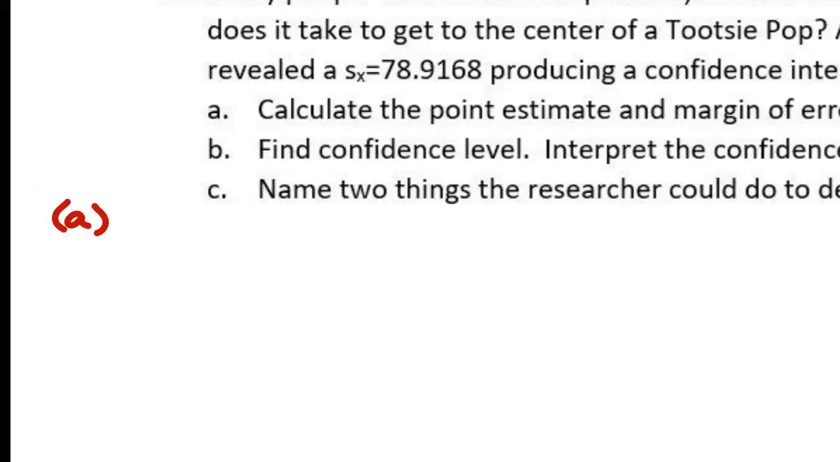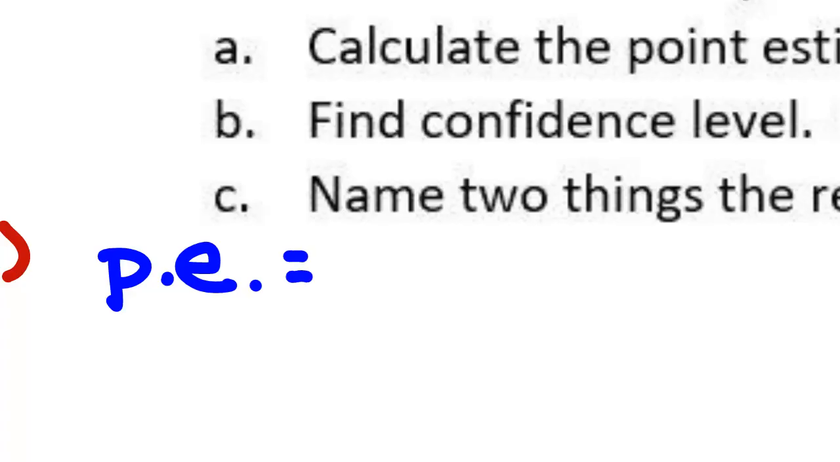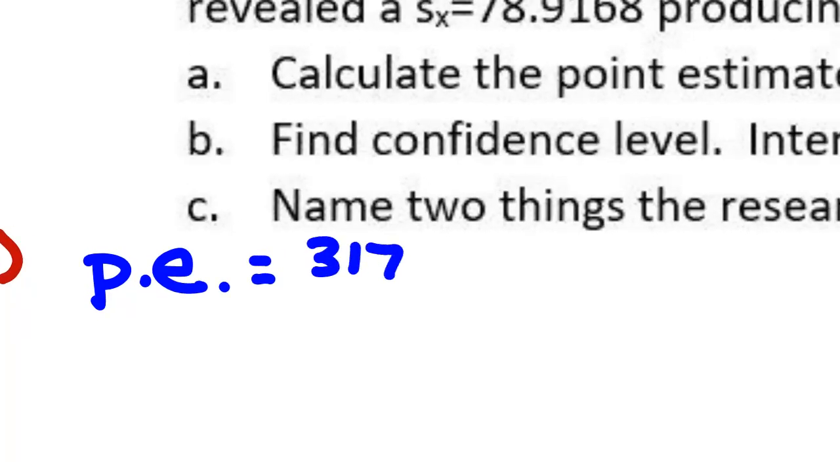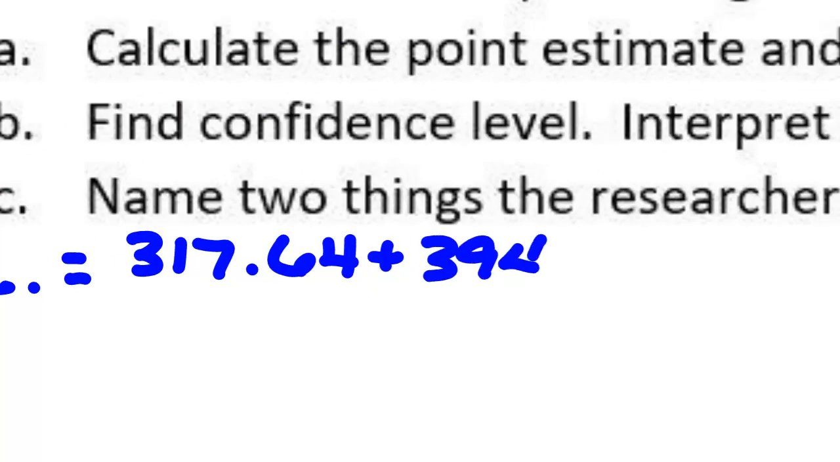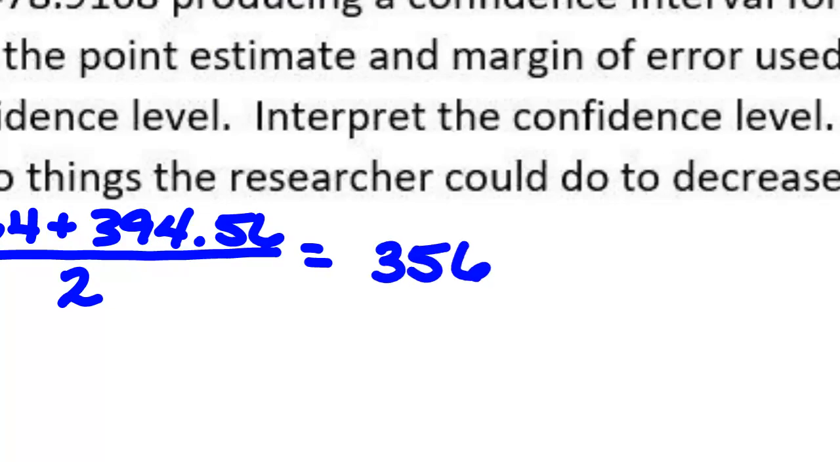When we know the interval, think about the interval on a number line. If this was on a number line and it was shaded on a number line, the point estimate is going to be smack dab in the center. So to find the point estimate, I'm going to take these 2 endpoints, add them together, and then cut it in half so that I can find what number is exactly halfway in between these two. So my point estimate would be 317.64 plus 394.56 cut in half. We end up with 356.1.